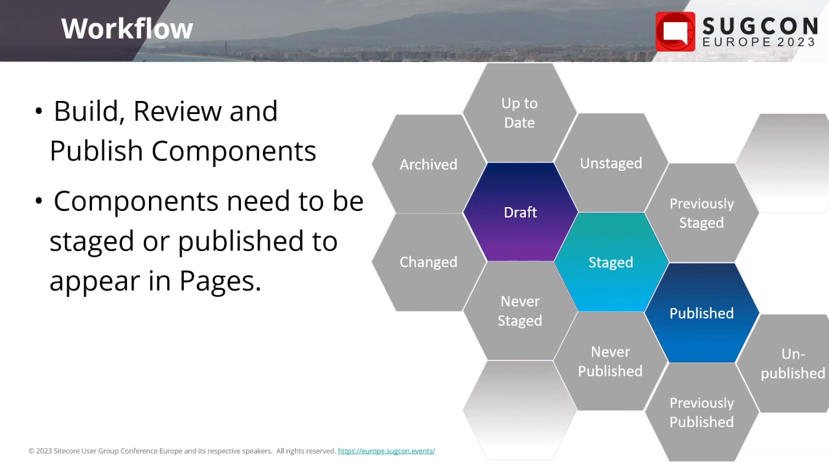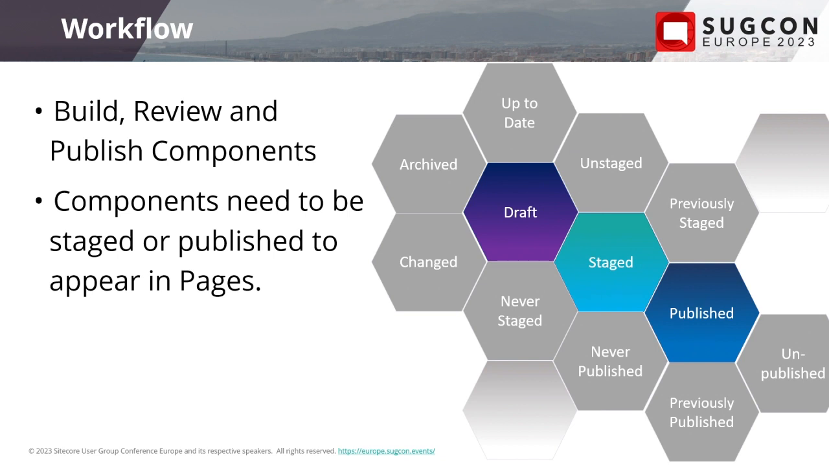So the main workflow is that we start in a draft state, and then we can put it in a staged state, which is required to actually see our components later on in pages. But they're not published, so they are not available yet for the public. So that would be the next step, to actually publish them. We can go back in the state, like we can say, well, it has been published, but I'm taking it back, so I unpublish it.